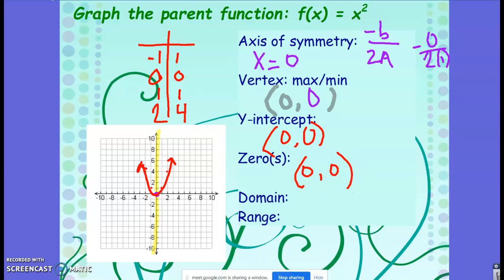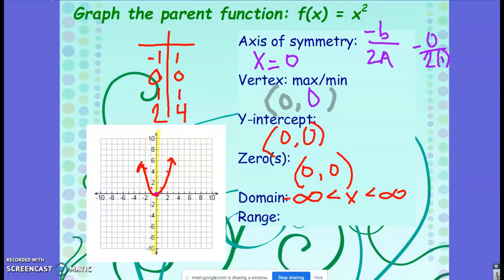So your examples will not be quite this obvious. It's just because this is the parent function, so it's the most basic function you can have. Our domain is going to be negative infinity is less than x is less than positive infinity, or all real numbers.